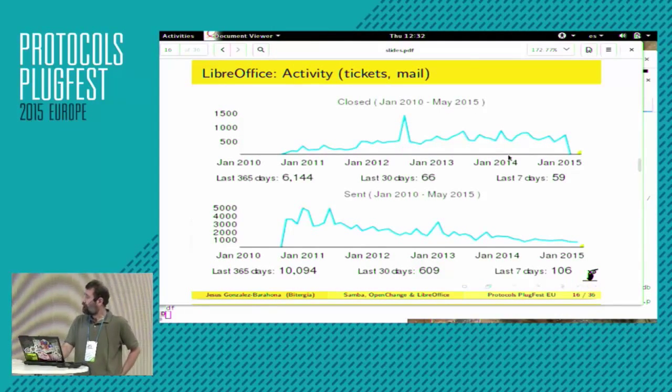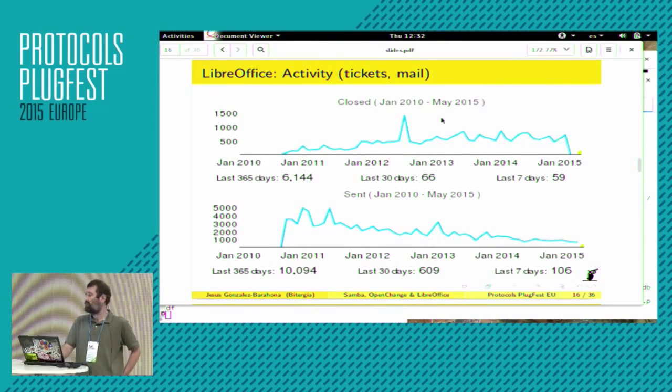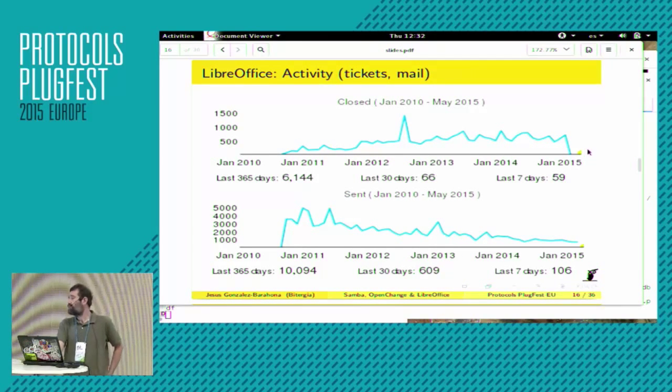But again, if we look at tickets closed, we can see that here we have a level of activity that is increasing, except for this peak here. You can picture it as around 500 tickets closed per month, and it's a bit more than that, so it's probably around 700. On the other hand, you can also look at the mailing list, which is this one, and you can see how in this case the activity is decreasing.